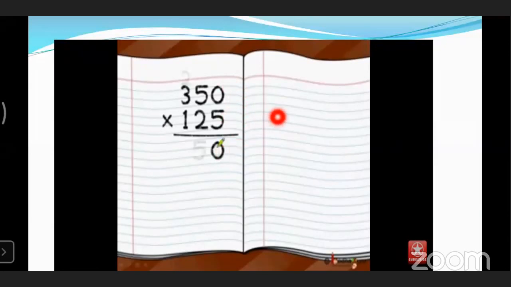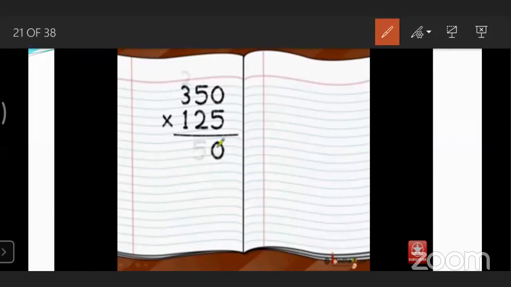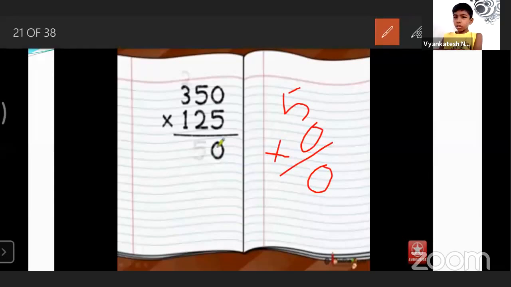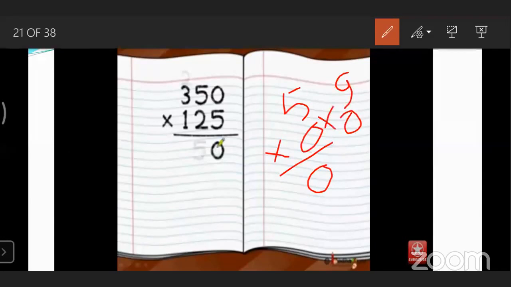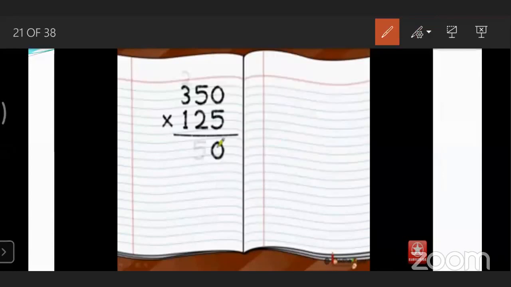Now see, when we multiply any number by 0, the answer is 0. If I multiply 5 by 0, the answer will be 0, right? Yes, very good. If I multiply 9 by 0, then also the answer will be 0, right? Does it mean that 0 doesn't have any value? No, it's not. 0 has a value. Very important. 0 is very important. Let us see how it is important.